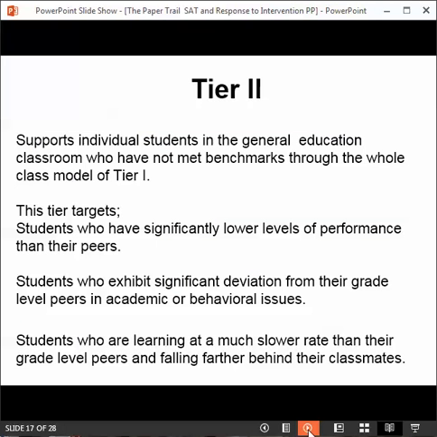So like I said, if the student's struggling after the basic pieces are done in a regular classroom, the SAT team probably determines they need a Tier 2. And that supports individual students who have not met the benchmarks through a whole class model. It targets students who have significantly lower levels of performance than their peers. So you kind of pull that group aside. It's students who exhibit significant deviation from their grade level peers. Students who are learning at a much slower rate than their grade level peers and falling farther behind their classmates.